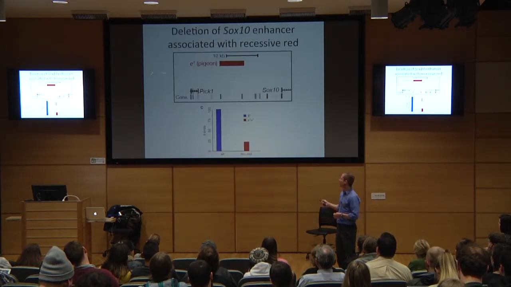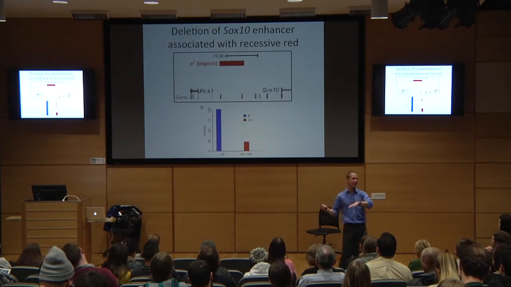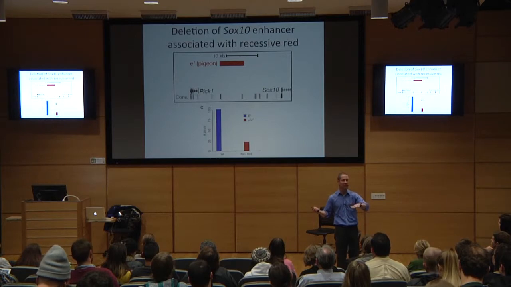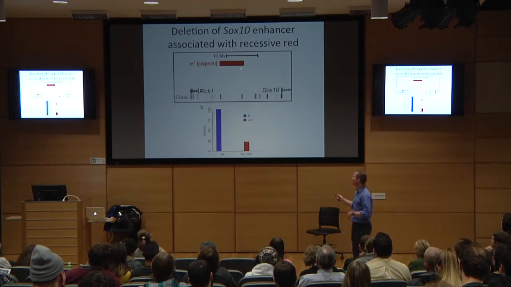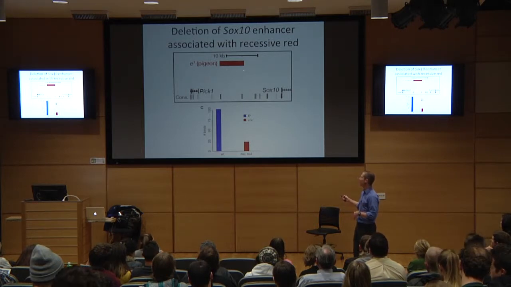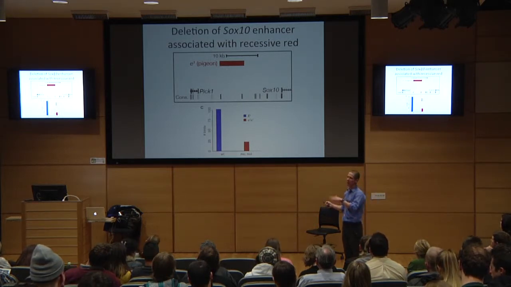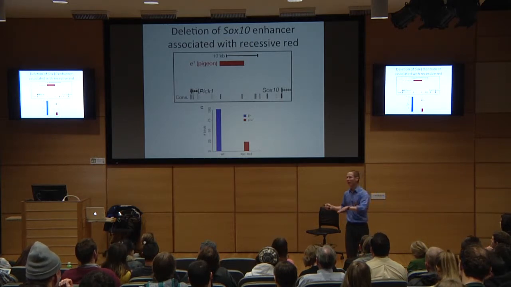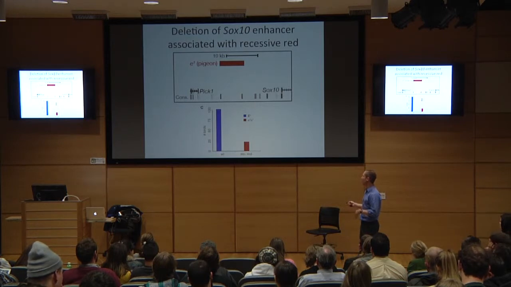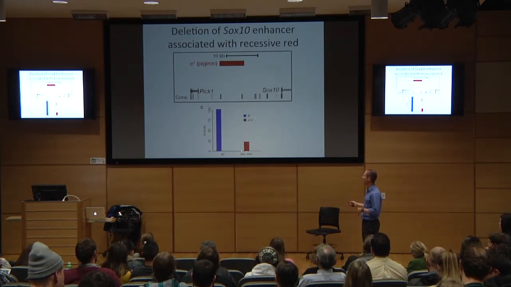So what we did was we took our pigeon genome and we lined it up against the genomes of other species that had already been sequenced, like chicken and zebra finch. And what we found was that upstream of SOX10, there was about a 7,500 base pair region where there was no pigeon sequence in our reference that matched the chicken or the zebra finch sequence. And so we went and looked at a bunch of birds, and we found that not all pigeons have that deletion. It's only the recessive red birds that are homozygous for that deletion.